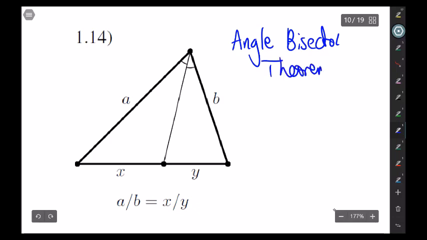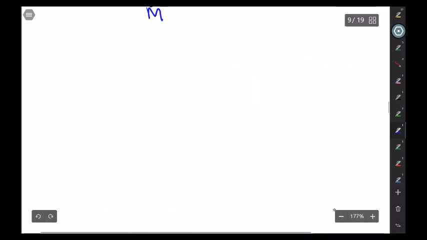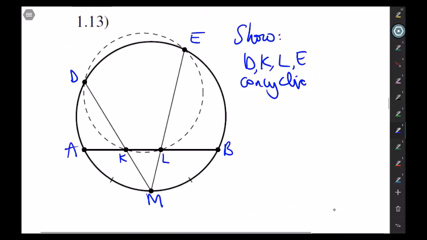Yes, you have to come up with a new line. You have to draw some parallel lines. Angle chasing won't be sufficient here. So you have to draw some parallel lines and establish some similarity or something like that. Go back to 1.13, here you go. That's the statement. Show that DKLE is concyclic.